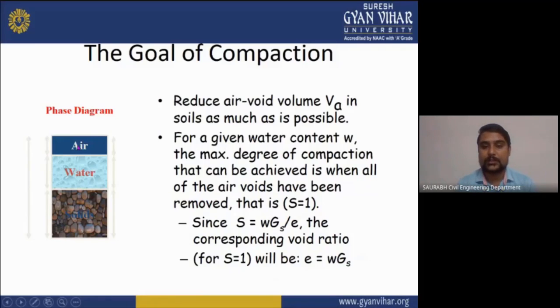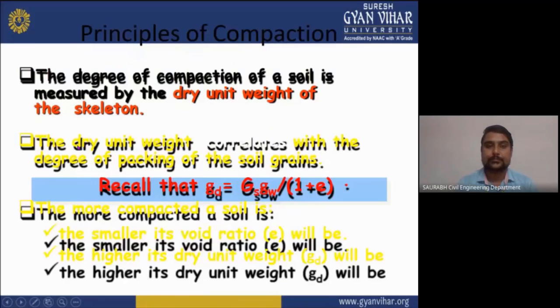For a given water content W, the maximum degree of compaction that can be achieved is when all of the air voids have been removed, that is, saturation will be equal to 1. Since, as we know, S will be equal to W Gs upon e, the corresponding void ratio for S equal to 1 will be e equal to W Gs. Now we will see the principle of compaction.